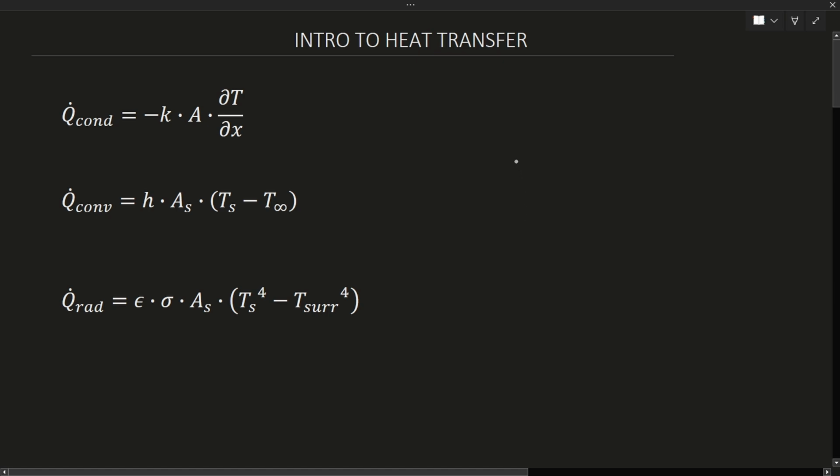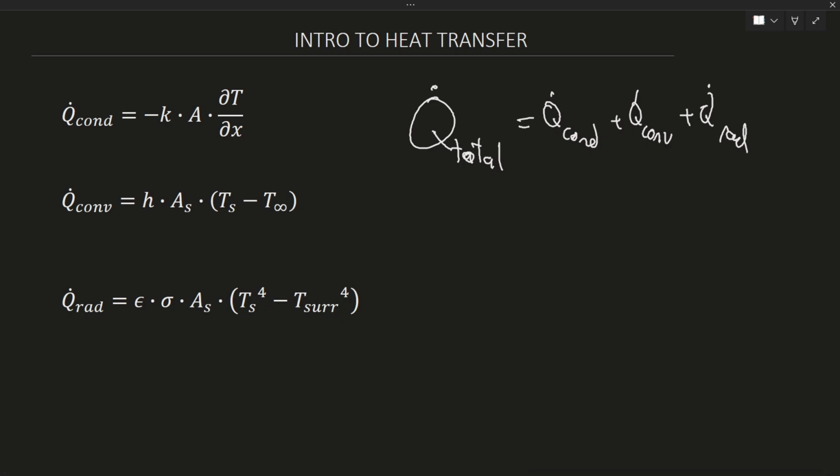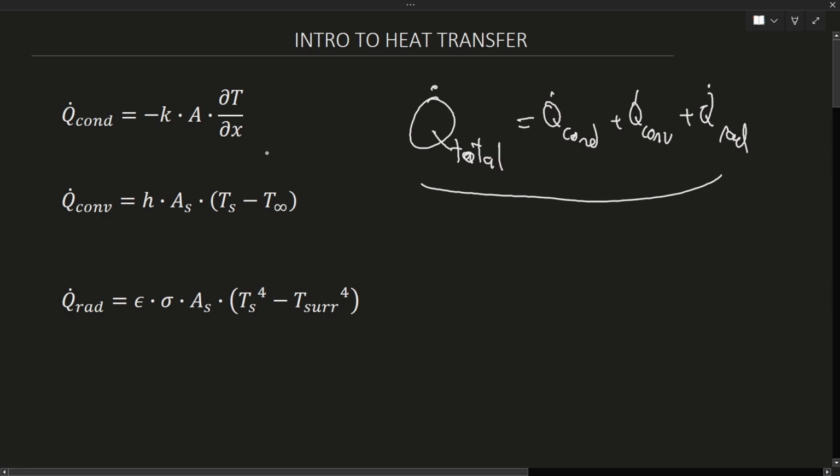I'm going to explain them one by one, but basically in your questions, you usually have Q total, which is equal to Q conduction plus Q convection plus Q radiation. Now, some questions might not incorporate all three of these types, but these are the basic equations that you have to know. These three types of heat transfer are what you really have to understand for this chapter.